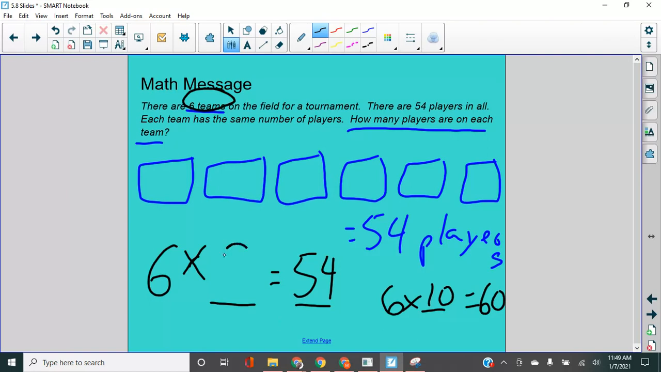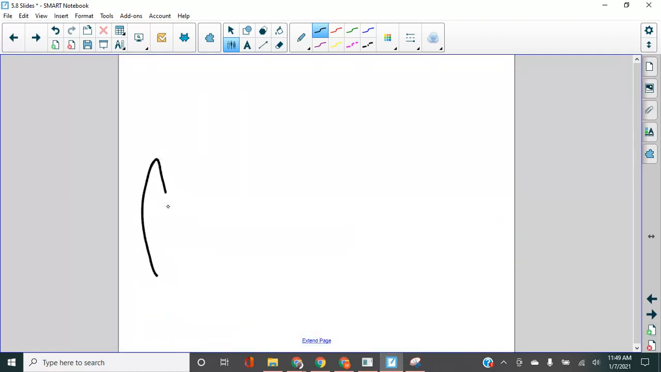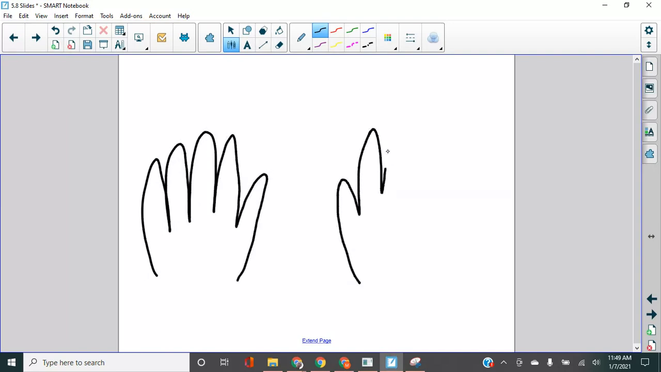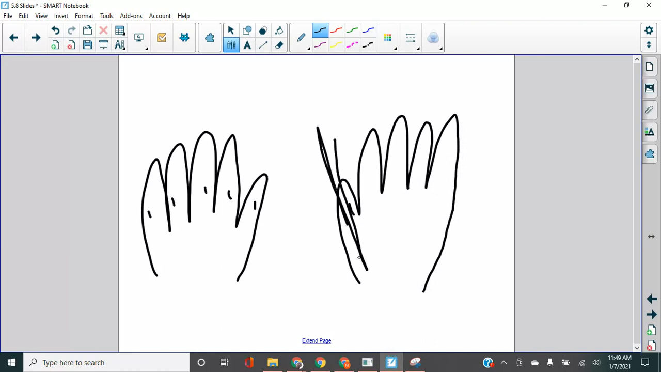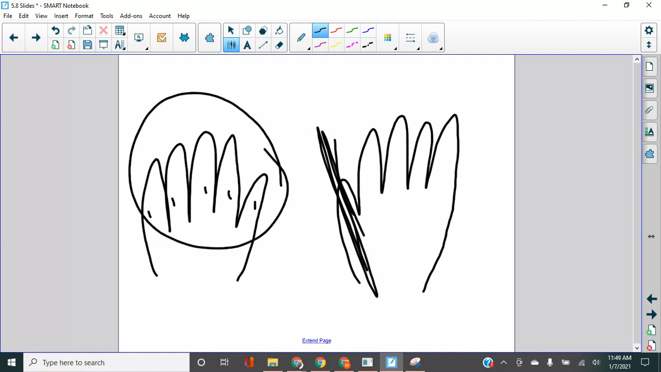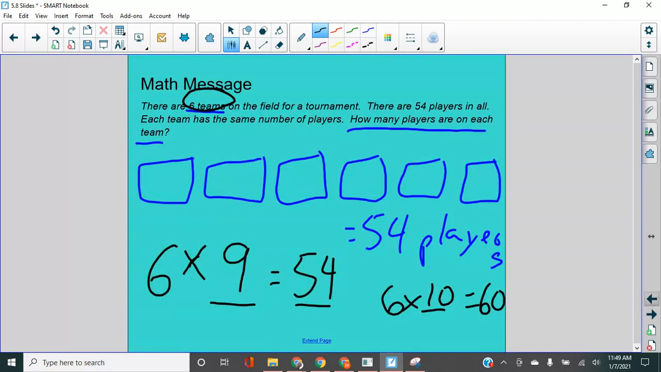What do you think would go here to make this true? It's the number 9. 6 times 9 equals 54. Remember, you can use your fingers to help with the nines. Let's do that here. So 1, 2, 3, 4, 5, 6. We put that one down, and we have 54. Okay, 54. So we can see that 6 times 9 equals 54.